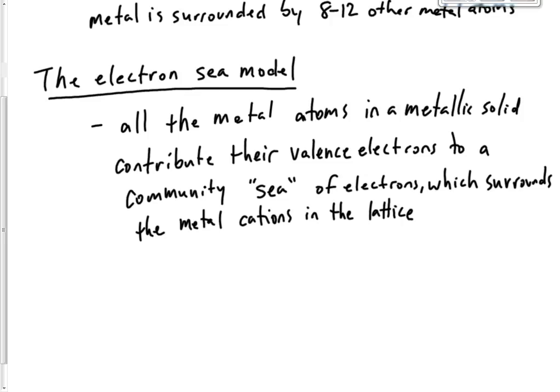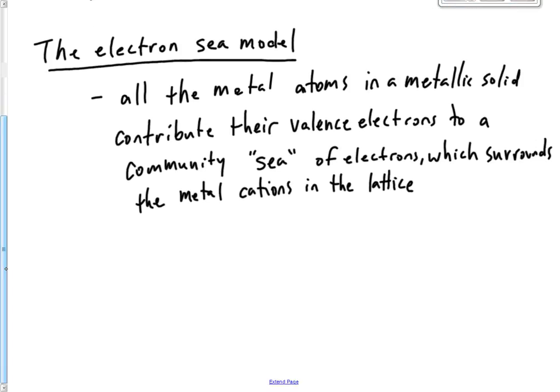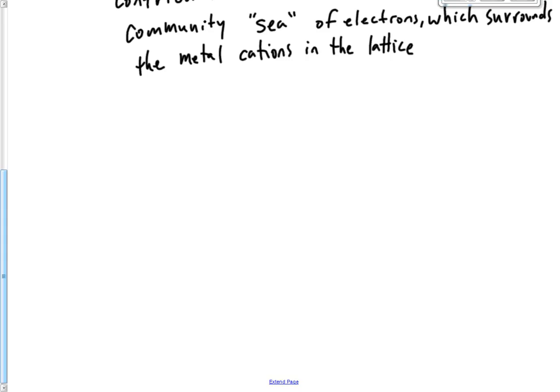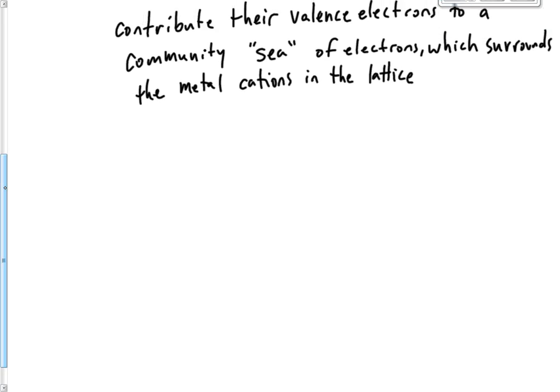Okay, so basically all that means is you have your metal cations, and those valence electrons that are associated with those go into a community pool, or a community sea of electrons, and they just flow around all of them. There's no set cation that the electrons are a part of. So what you have is all of these metal cations forming this structure.